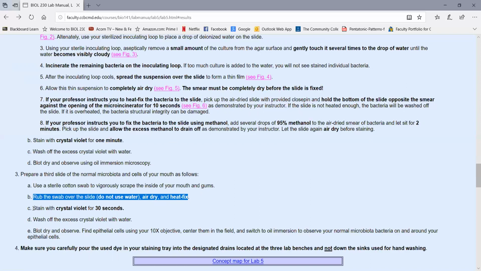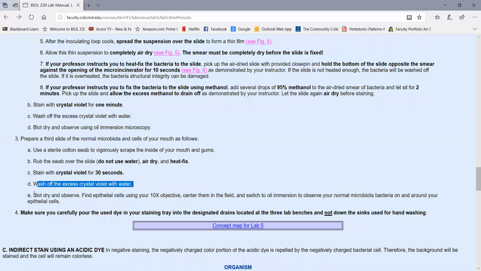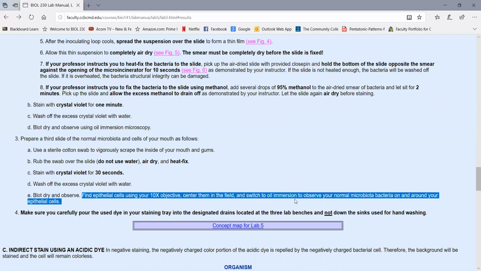You're going to stain the mouth smear, if you get to do it, with crystal violet for 30 seconds. Then pick up the slide, wash off the excess crystal violet, put in your book of blotting paper and blot dry, and observe using oil immersion microscopy. Now, you might want to look for epithelial cells first using your 10x objective. Get them in the very center of your field of view, and then add your oil and keep switching lenses until your oil immersion lens is in place, and then you can look at your normal microbiota on your epithelial cells.